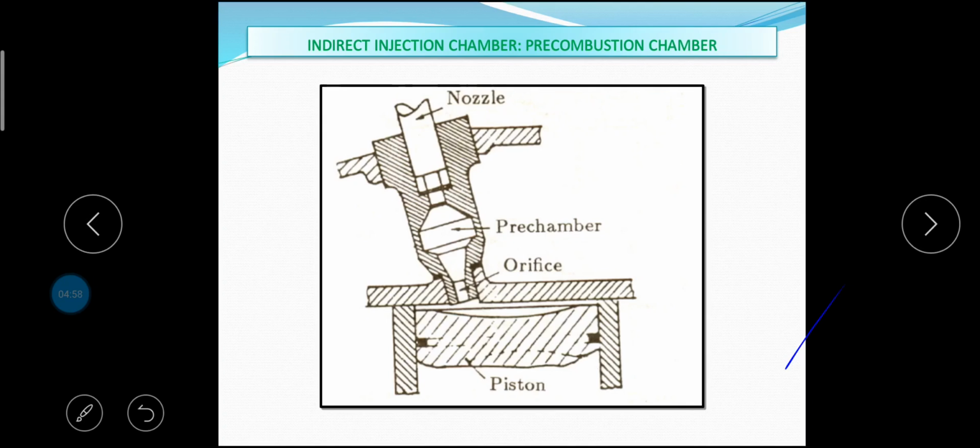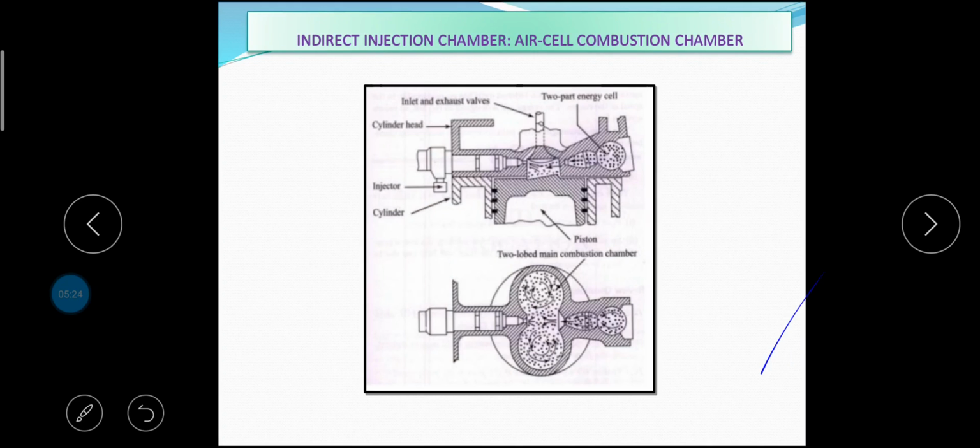The resulting pressure rise forces the flaming droplets together with some air and their combustion products to rush out into the main cylinder at high velocity through the small holes. Thus, it creates both strong secondary turbulence and distributes the flaming fuel droplets throughout the air. In the main combustion chamber, where the bulk of combustion takes place, about 80% of energy is released. This is the air cell combustion chamber.